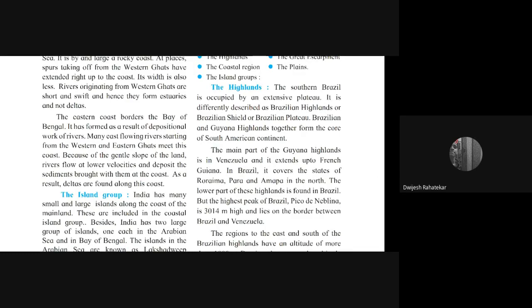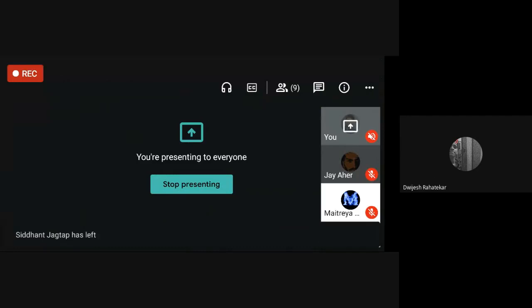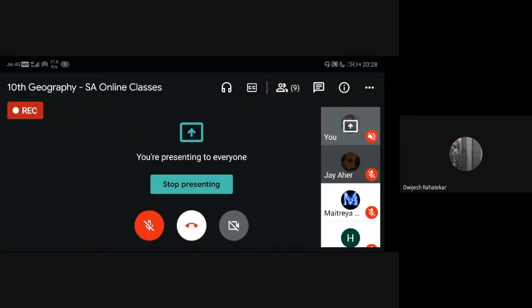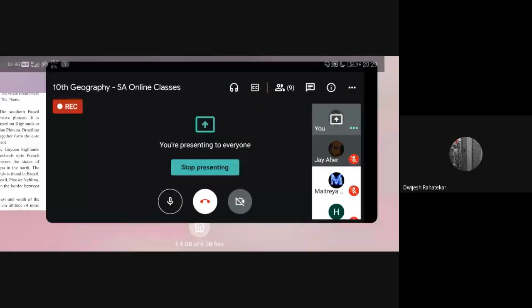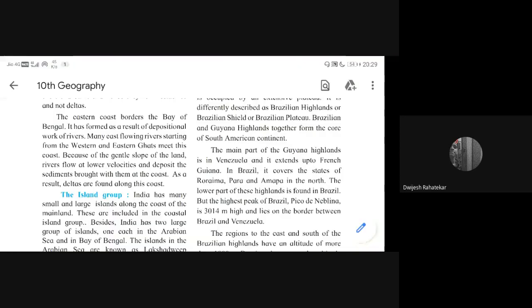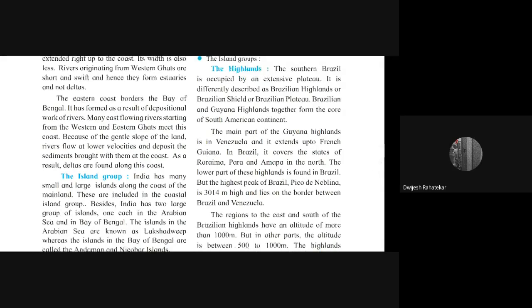The southern Brazil is occupied by an extensive plateau. Okay, the southern part of the country Brazil is covered by the extensive plateau. So southern Brazil is occupied by an extensive plateau.